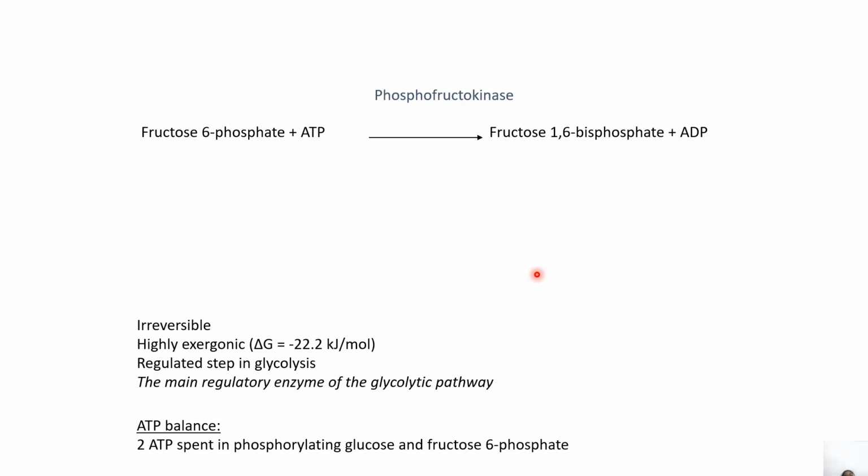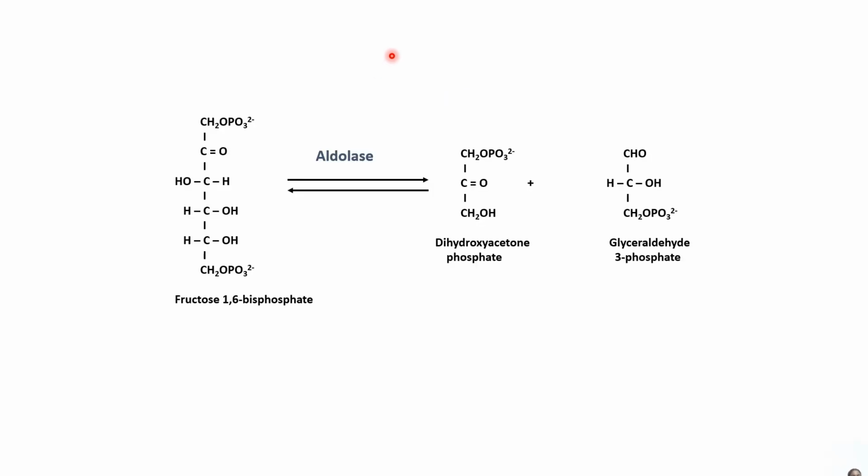From fructose 6 phosphate with the help of ATP, it will get converted to fructose 1,6 bisphosphate plus ADP, by phosphofructokinase. So this is an irreversible reaction, highly exergonic, a regulated step in glycolysis, and this is one of the main regulatory enzymes of the glycolytic pathway. Okay, so there are 2 ATP that are spent, actually not made, spent in phosphorylating glucose and fructose 6 phosphate.